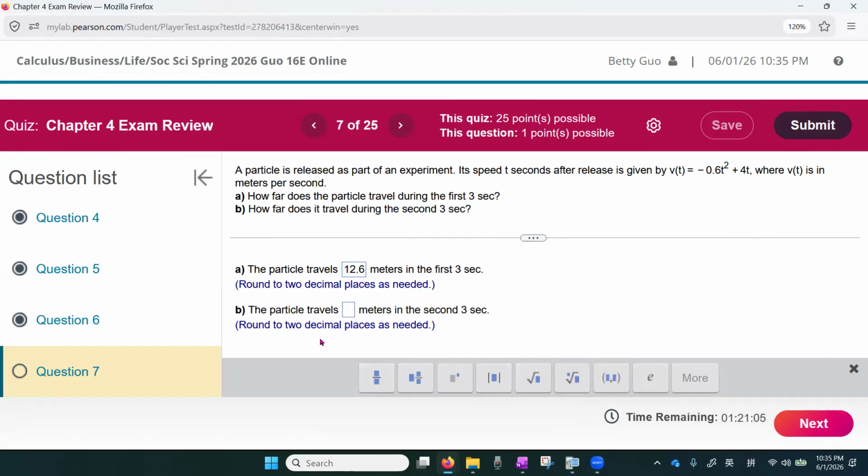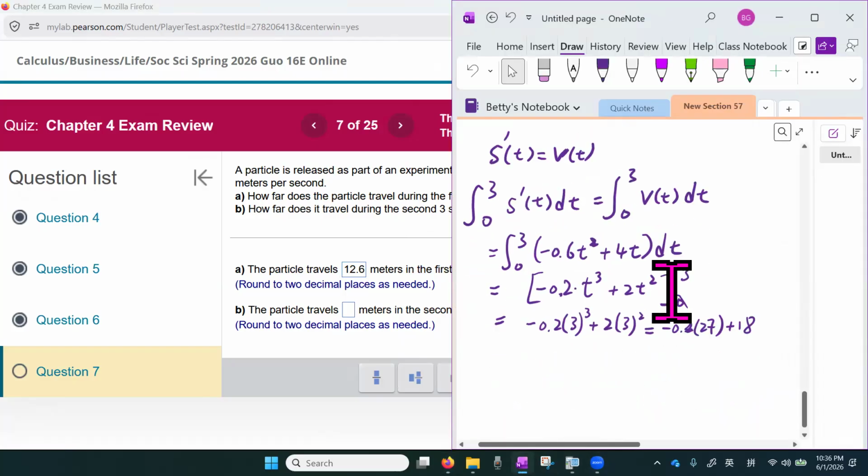Okay, part B. The particle travels how many meters in a second 3 seconds? So that means we're looking for the second 3 seconds. We should start with 3. 0 to 3, that's the first 3 seconds. 3 to 6, that's the second 3 seconds.